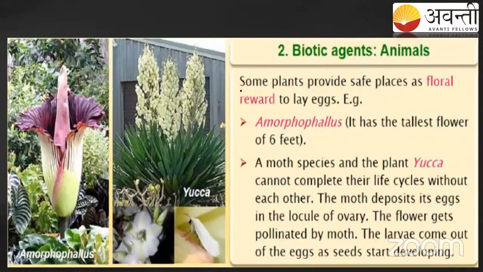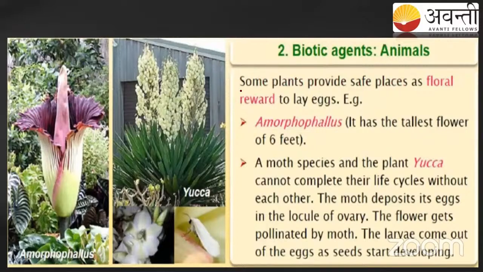And some flowers like Amorphophallus flowers provide a safe place to the insects to lay the eggs. That is why they visit that. By visiting, they also help the plant for the pollination. And here is one thing: moth species and the Eka plant, they both have a relationship. How?